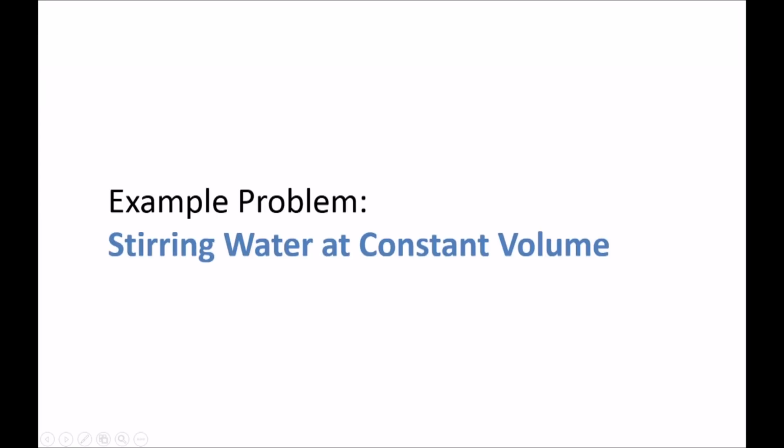This video is a step-by-step solution for the example entitled Stirring Water at Constant Volume. In this example, you will learn about analyzing the process of stirring water in a closed, rigid, and well-insulated tank and applying the energy balance for a closed system to evaluate the change in temperature in the tank and the mechanical work needed to stir the water.